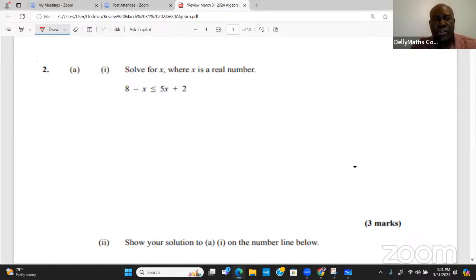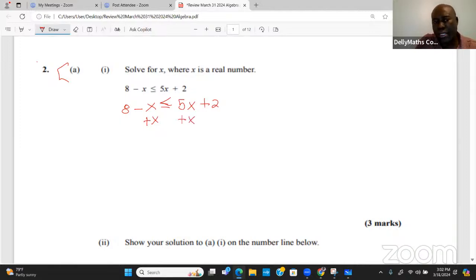All right, so here it is. Question one says solve for x, where x is a real number. When you look at what we have here, I could just write it back. What we have is 8 minus x, which is less than or equal to 5x plus 2. If we want to solve this, we want to isolate our x's, get them by themselves. You could get them on any side you wish. I'm going to gather my x's on the right side. So that means I'm going to be adding x to both sides.